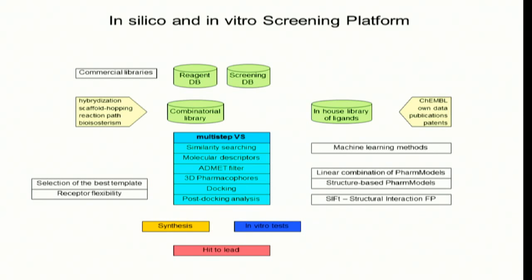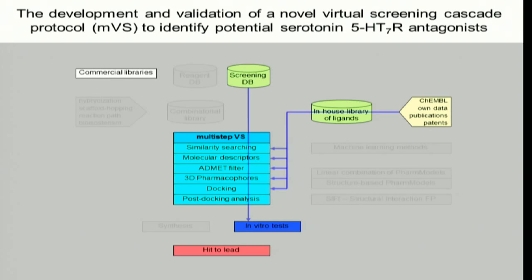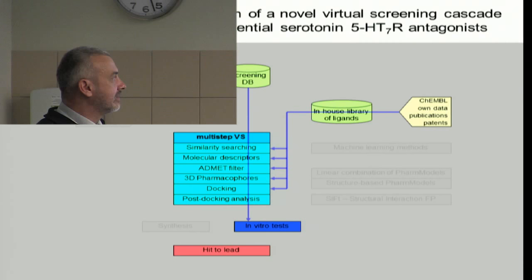The first example of our screening was directed towards 5-HT7 receptors. Using available data from the literature, our own data from publications and patents, we built our in-house library of 5-HT7 receptor ligands. Using those ligands, we built different filters: similarity filters, molecular descriptors based on descriptor space from the ligands, different ADMETOX filters, 3D pharmacophore models, and docking. As the 5-HT7 receptor was not yet crystallized, and still is not, we built our own homology models and afterwards post-docking analysis.